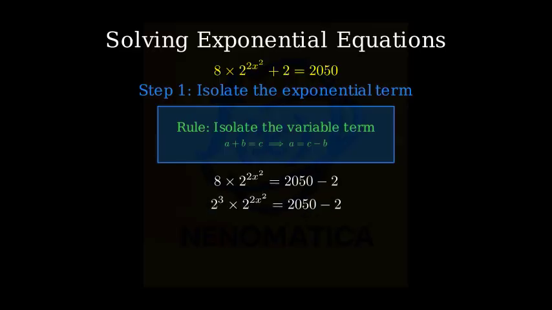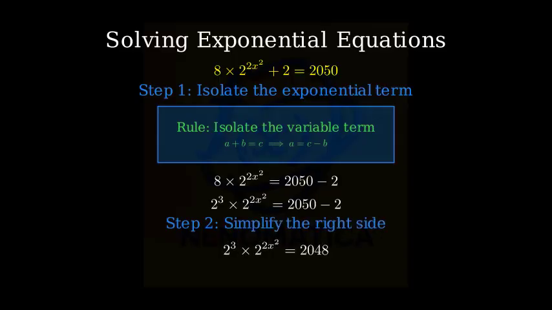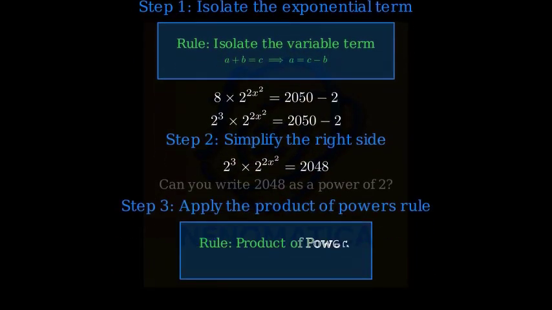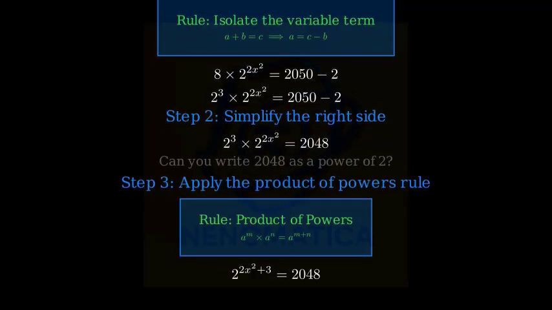Next, let's rewrite 8 as 2 to the power of 3, since this will help us simplify the exponential expression later. Now, let's simplify the right side of the equation by calculating 2050 minus 2. This gives us 2048. Let's apply the product of powers rule, which states that a raised to the m times a raised to the n equals a raised to the m plus n. In our case, we have 2 raised to the power of 3 times 2 raised to the power of 2x squared. Using the rule, we can combine these as 2 raised to the power of 2x squared plus 3.